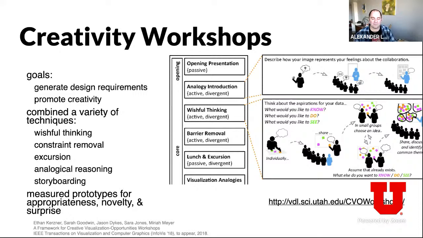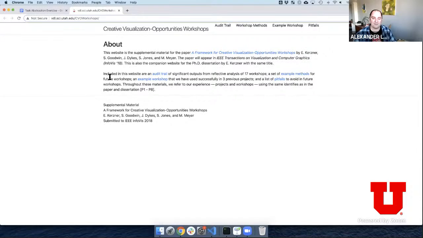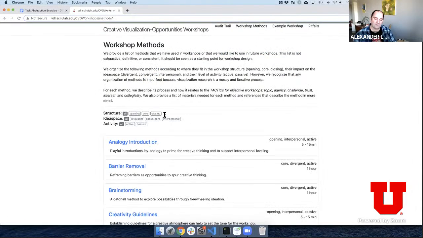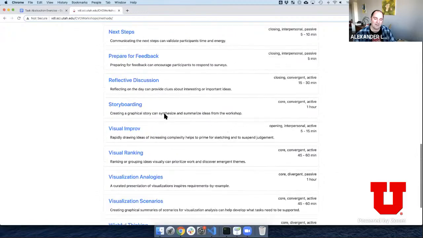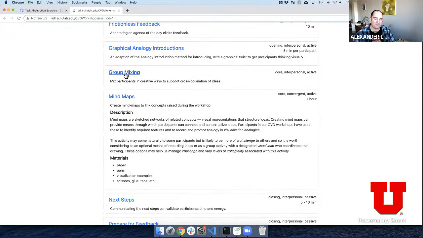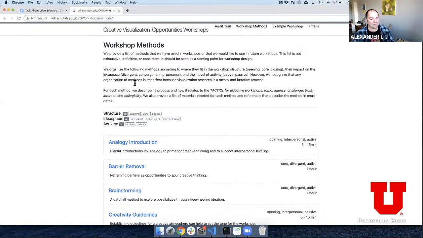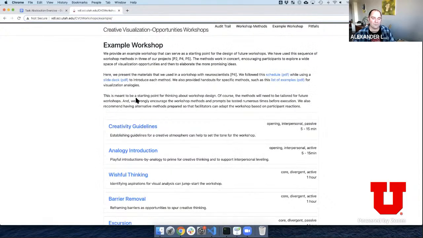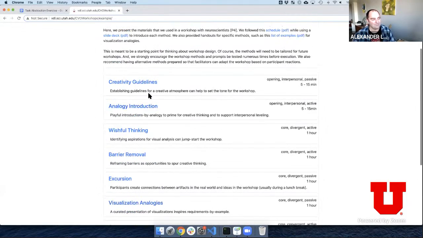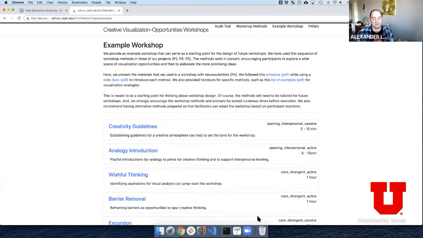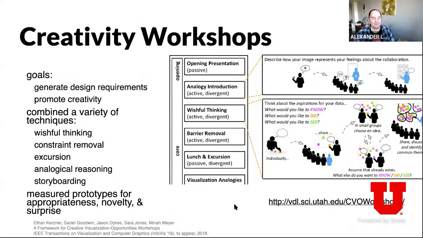I don't want to go too much into the detail, but they have an excellent website here where you can see information about this workshop and a description of all of these different methods that are described here, like how do mind maps work, how do group mixing work, and so on. And then you can build such a workshop. They also have some example workshops that you can use to create such a session, and then bring together a group of users, a group of analysts that you work with if you design something, and then get to a successful set of requirements.